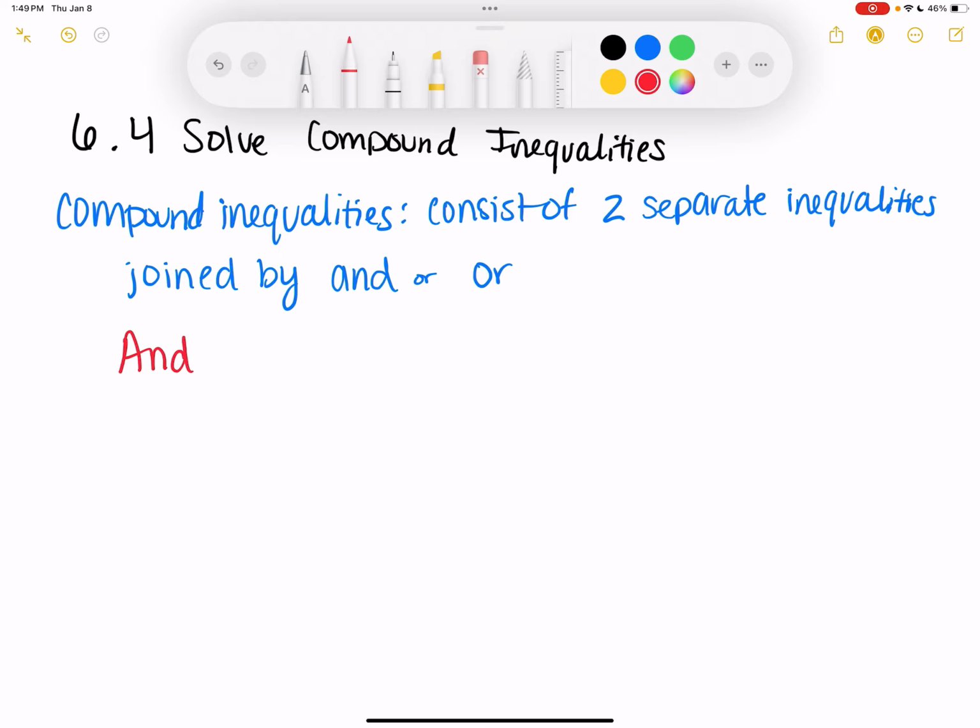And graphs go together. I'm going to leave a space, I'm going to draw an example. Or graphs go opposite.